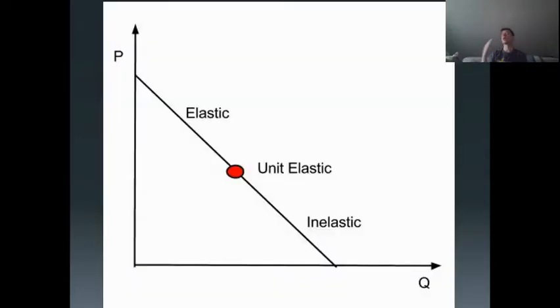Now, what does this look like along the demand curve? Because there's an elastic portion, there's a unit elastic portion, and there's an inelastic portion to every downward sloping demand curve. If it is in the upper left-hand portion, it tends to be more elastic. If it's in the middle, it tends to be more unit elastic. And if it's on the bottom right-hand side, that tends to be inelastic.